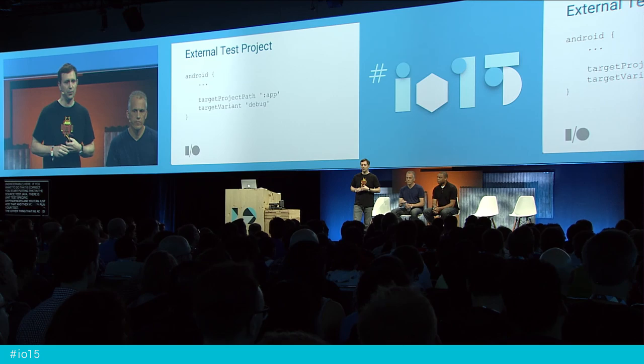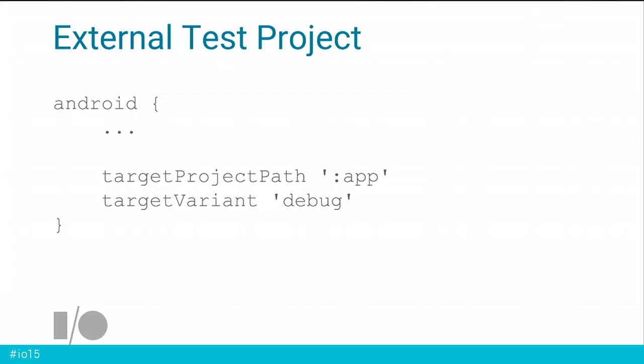The other thing that we added in Gradle in 1.3 is external test project. We had a lot of developers telling us that they wanted more flexibility in how they organize their app and their tests, and they wanted to make the tests in a different module, so you can now do that. That test project targets a specific module and a specific variant of that module. There's no support for flavors or variants in a test module. If you want to test multiple variants of your same application, you have to use different test modules for now.